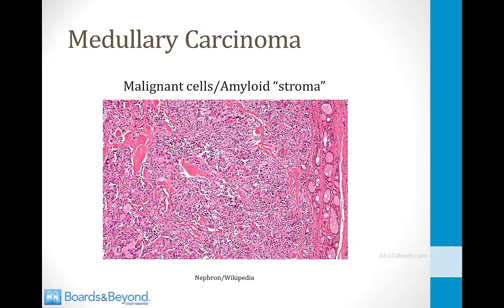So here's a picture of what medullary carcinoma might look like on biopsy. These are all cancer cells in here. The red stuff is amyloid. It's often described as malignant cells surrounded by amyloid stroma.